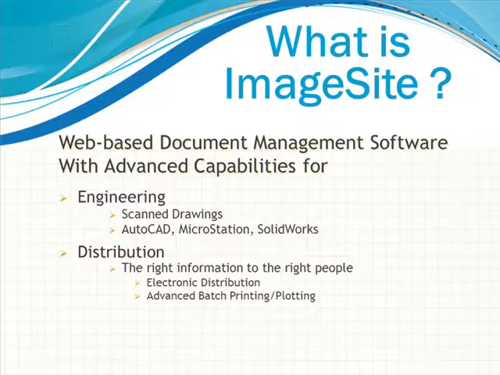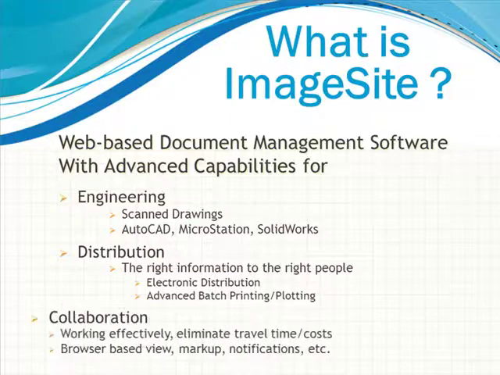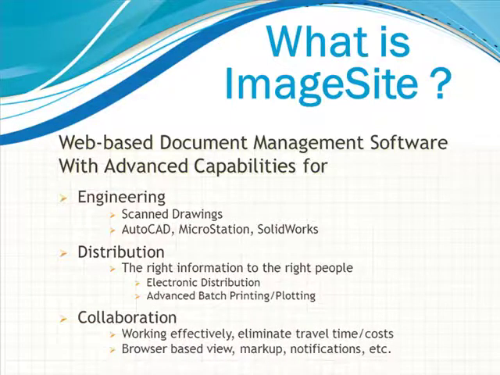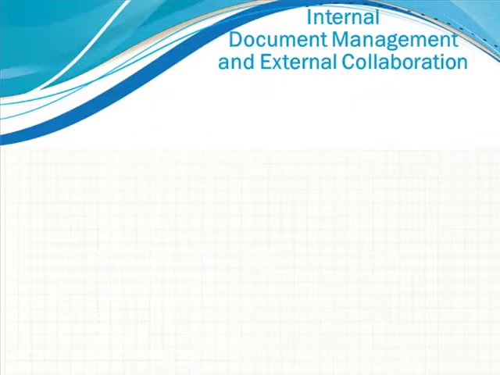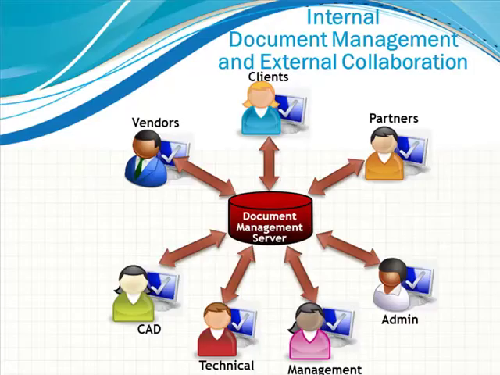Distribution, meaning features that allow you to distribute documents to the right people conveniently. And collaboration, working with those files directly within the interface to do real work, to view, mark up, have conversations, and get your jobs done. So ImageSite is really a total solution for both internal document management and external collaboration. You can use it for just one or the other or both of these functions.